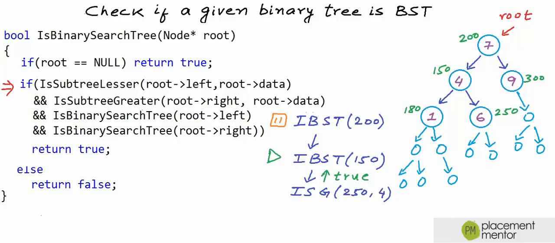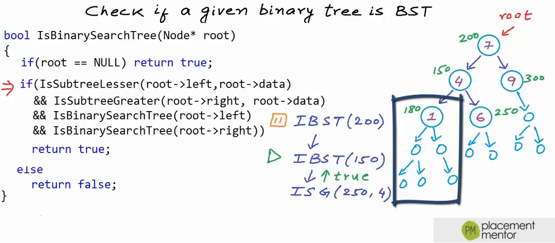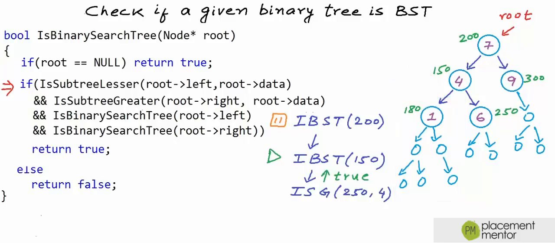If you can see, all nodes in this particular subtree will be traversed once in the call to isBinarySearchTree for 200, when we will compare the values in these nodes with 7, and then these nodes will once again be traversed in the call to isBinarySearchTree for 150, when they will be compared with 4. They will be traversed in the call to isSubtreeLesser. All in all, these two functions, isSubtreeLesser and isSubtreeGreater, are very expensive. For each node, we are looking at all nodes in its subtrees.